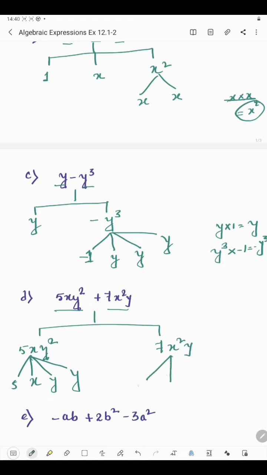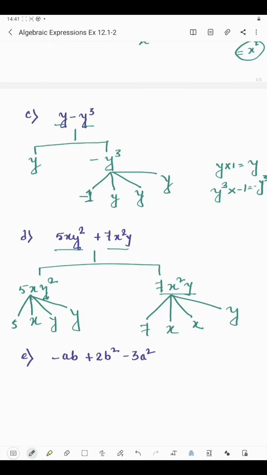So at first we will write the number, so it's 7. Now x is present twice, so 1, 2, and then we have y. So when you multiply this 7 into x into x into y, you will get 7xy, x square y.